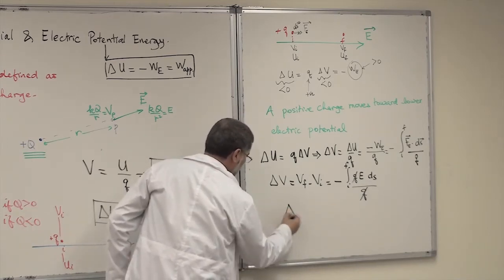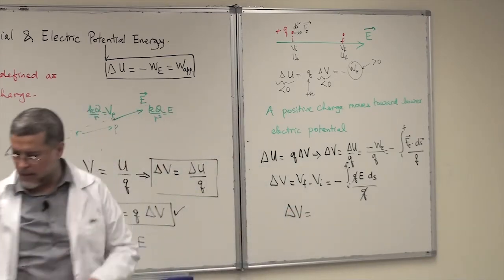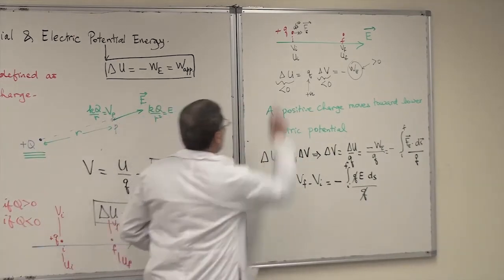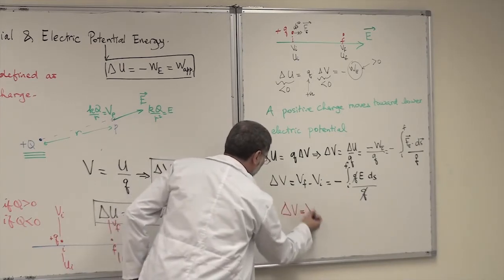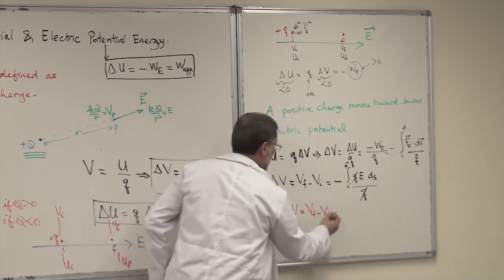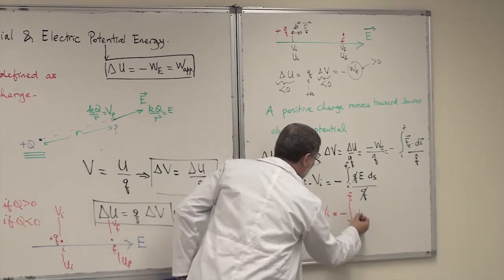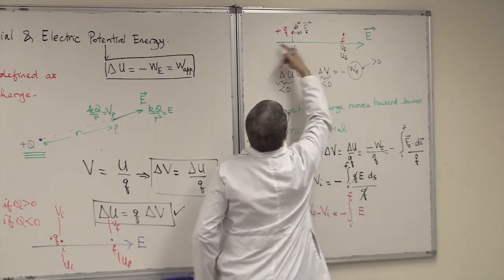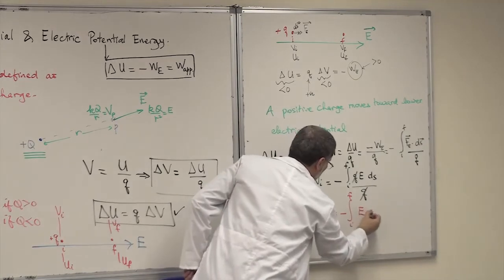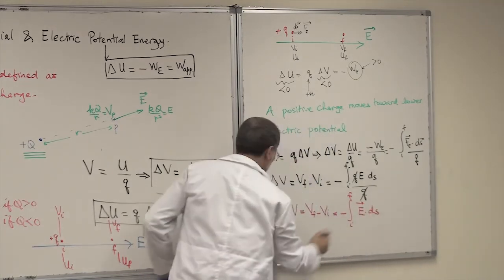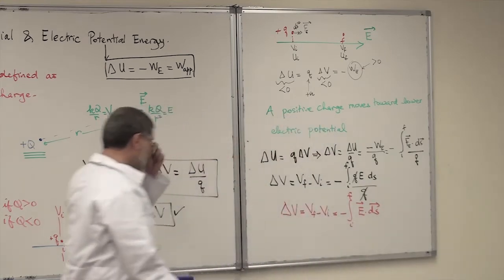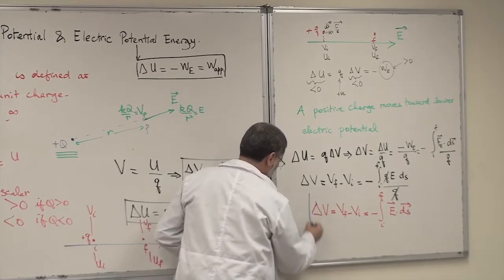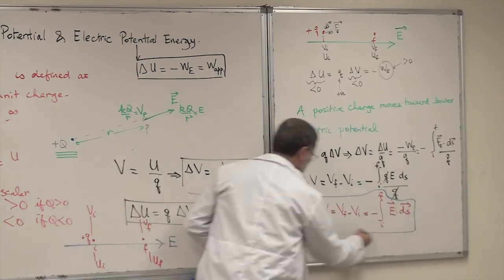So delta V in this case, very important equation here. I'm going to write it in red because it is very important. The change in potential between these 2 points, delta V, which is V final minus V initial, is equal to minus the integral between I and F of E ds. Here they are parallel, but in general it is E dot ds. That's the change in potential. Very important equation here. The change in potential can be given by this equation.